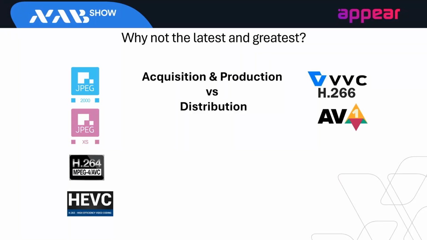So why not the latest and greatest? I've talked about those 4 compression technologies, which you can see on the left-hand side of the screen. The top 2 are the wavelet-based mezzanine compressions, and the bottom 2 are capable of being either temporal or non-temporal compressions. There are more modern compression tools coming around, and why are we not considering using them?